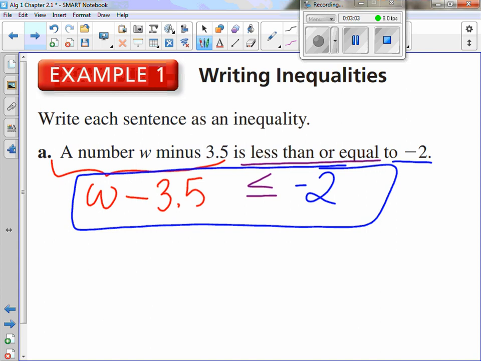Any questions on this here? So the answer to the first one is w minus 3.5 is less than or equal to negative 2. And that's all we have to write for this. We're just writing the statement, turning this into an inequality.